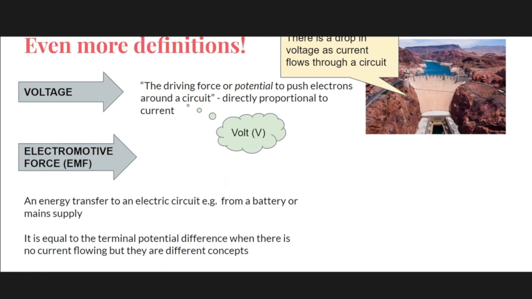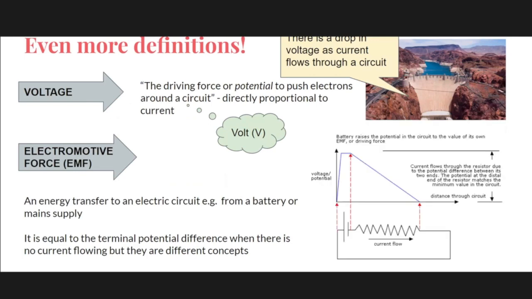And then this is where I got a little bit confused. I think electromotive force is similar to voltage, but it basically describes the driving force from a battery or from a power source, but it's basically the same as voltage when there's no current flowing. So as you can see on this graph, when you connect a battery to something, it raises the potential to the value of its EMF, and then it slowly goes down as the current flows through.